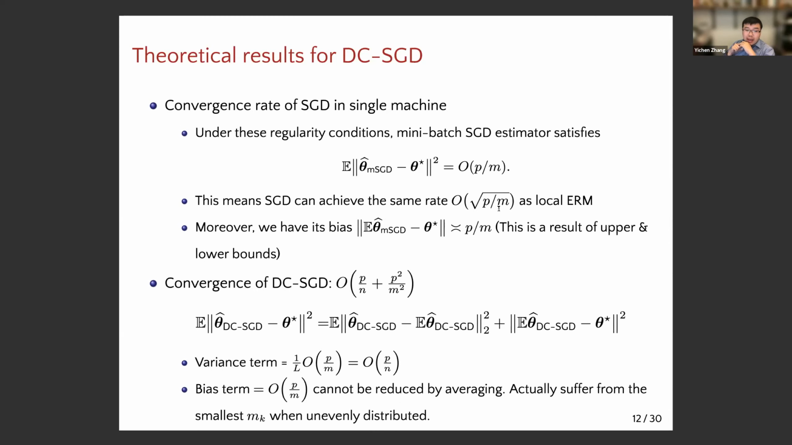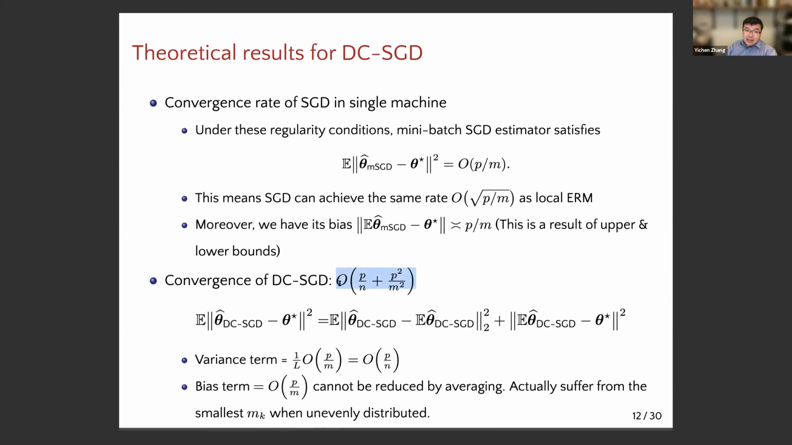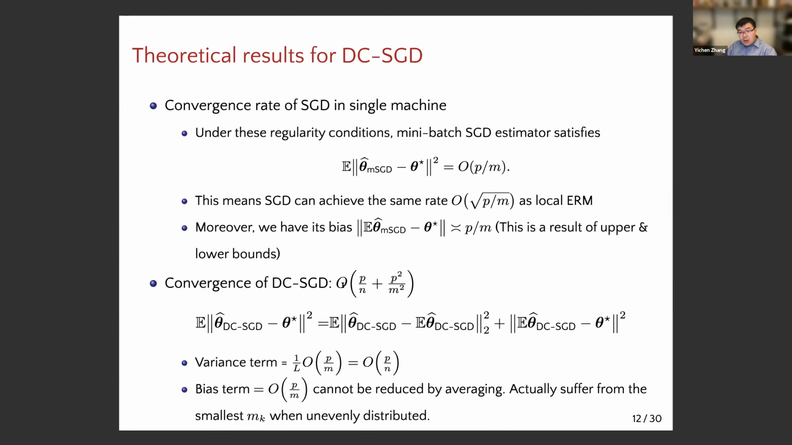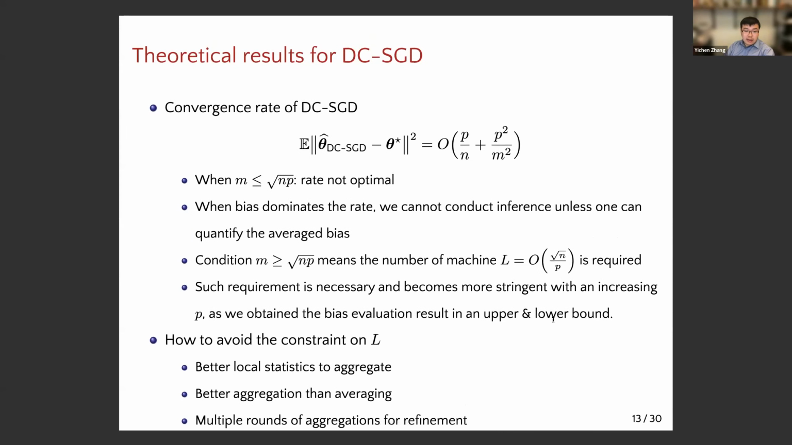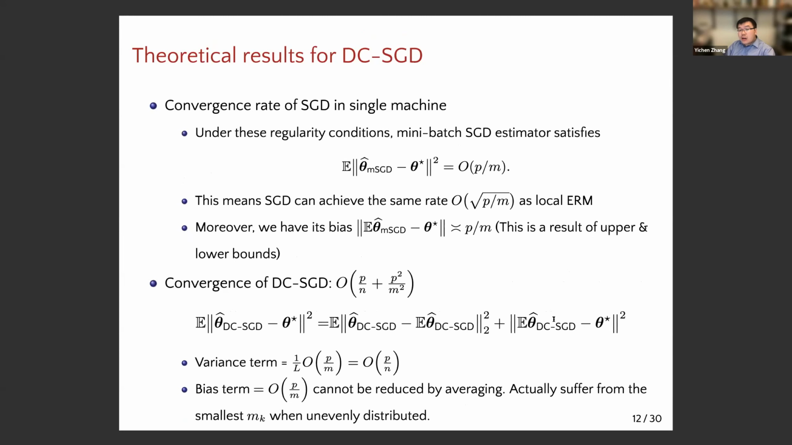So with that on hand, we can build the convergence result for the divide and conquer SGD, which will have a rate looking like that. It's very easy to understand why it looks like that. It's because when we decompose the squared error into a variance and a squared bias, we can see that the variance term can be reduced by averaging. However, the bias term cannot be reduced by averaging.